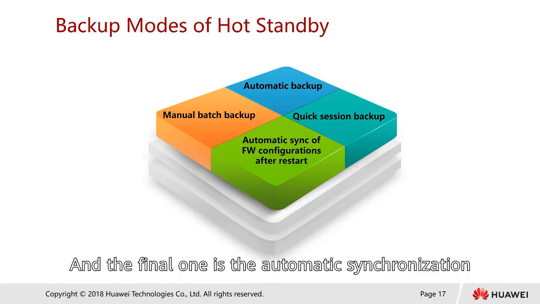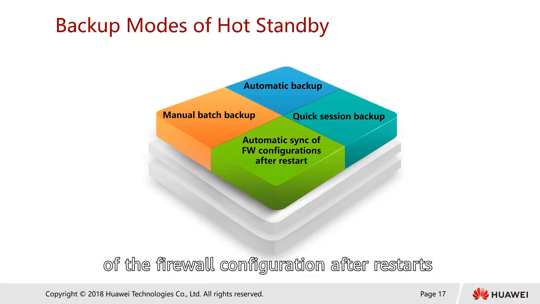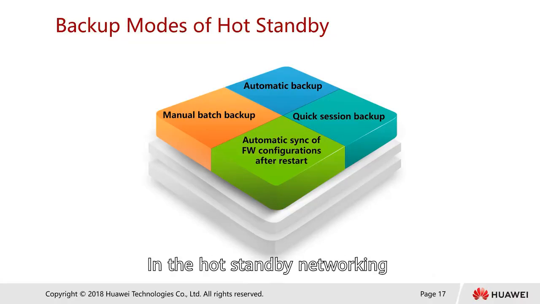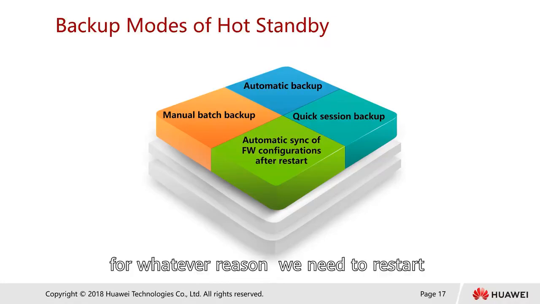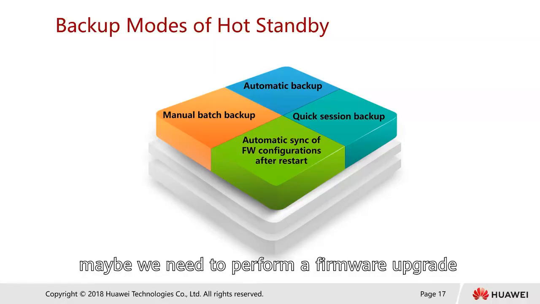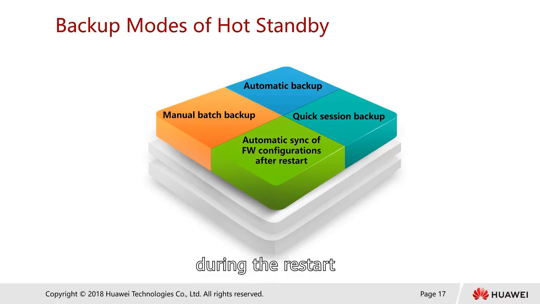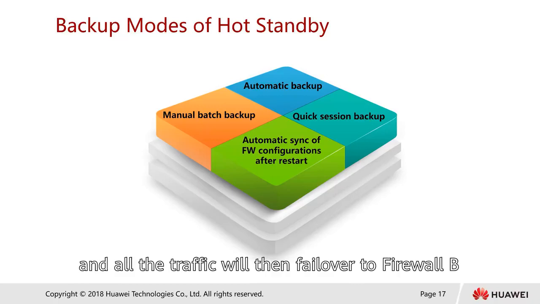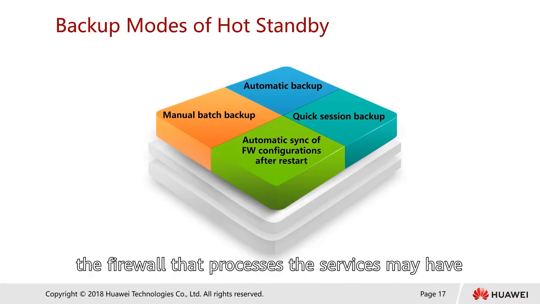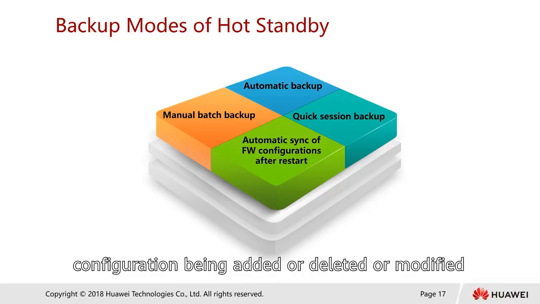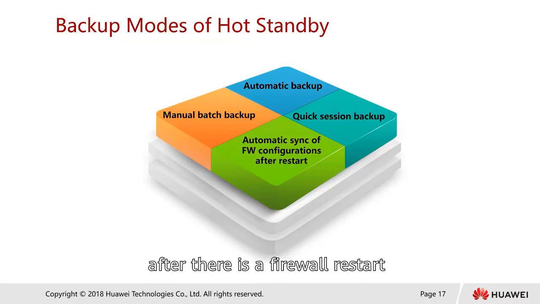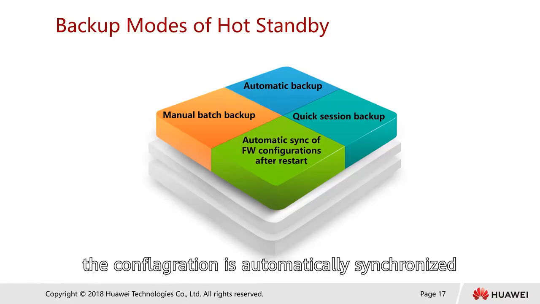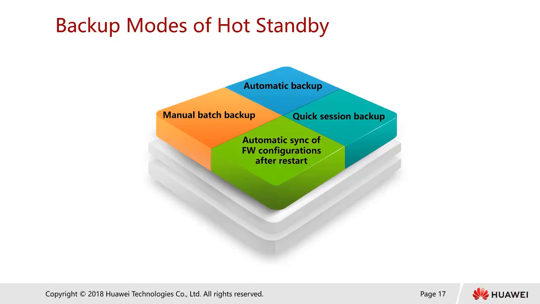Okay. And the final one is the automatic synchronization of the firewall configuration after restarts. So in the hot standby networking, if one firewall is restarted, let's say for whatever reason we need to restart, maybe we need to perform a firmware upgrade, the other firewall processes all the services during the restart. So that means, let's assume firewall A, after finishing the firmware upgrade, has to restart, and all the traffic will then fail over to firewall B. So during this time, the firewall that processes the services may have configuration being added, deleted or modified. So to ensure the active and the standby firewall have the same configuration after the firewall is restarted, let's say firewall A, the configuration is automatically synchronized from the firewall that processed the services. Okay? So these are the things which will automatically synchronize back again.